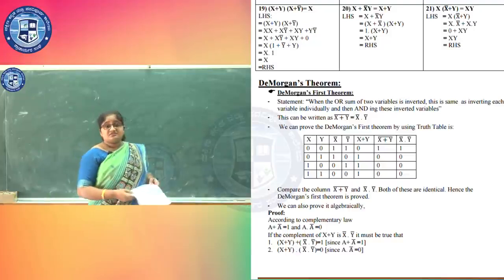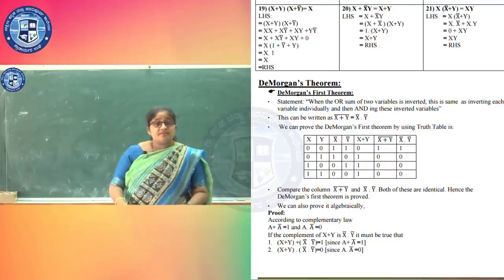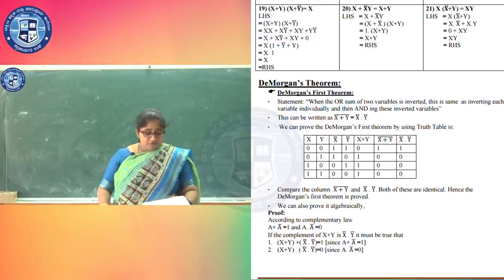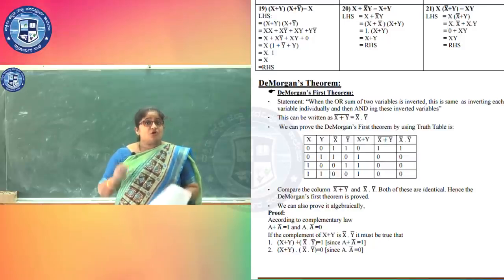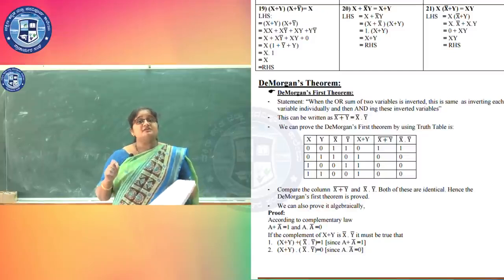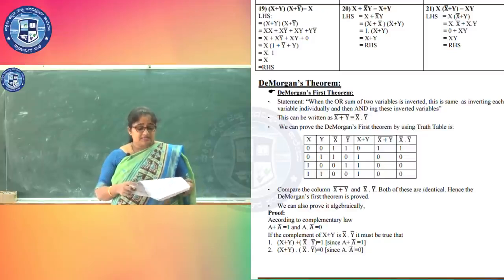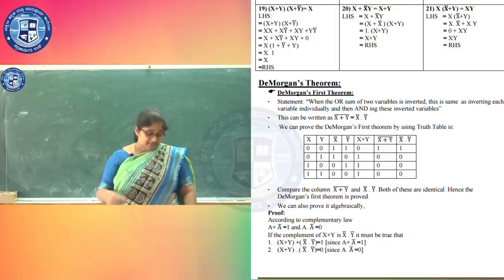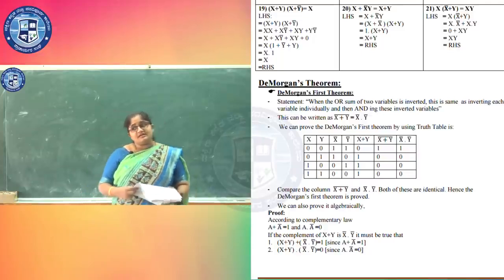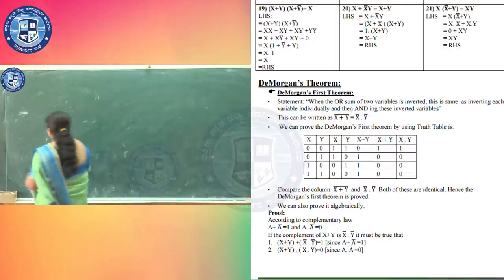The De Morgan's first theorem states that when the OR sum of two variables is inverted, I repeat, when the OR sum of the two variables is inverted, it is the same as inverting each variable individually and then ANDing these inverted variables. So I shall tell you.